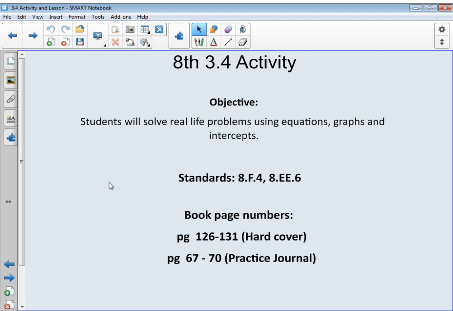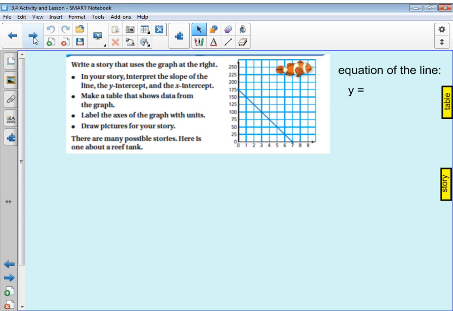The page numbers are page 126 through 131 out of the hardcover book and pages 67 through 70 out of the practice journal. Today, we're going to be doing the activity out of the practice journal, so you'll need to open up your books to page 67.